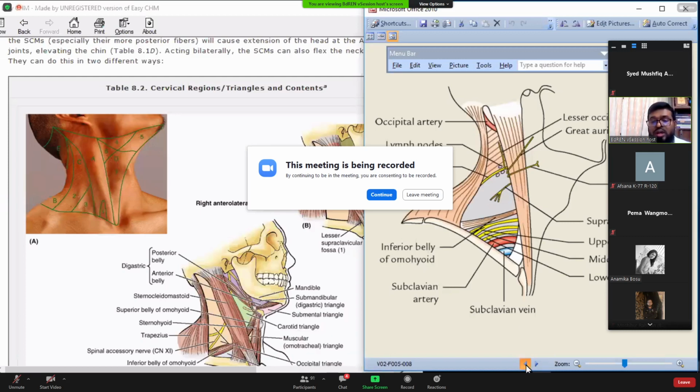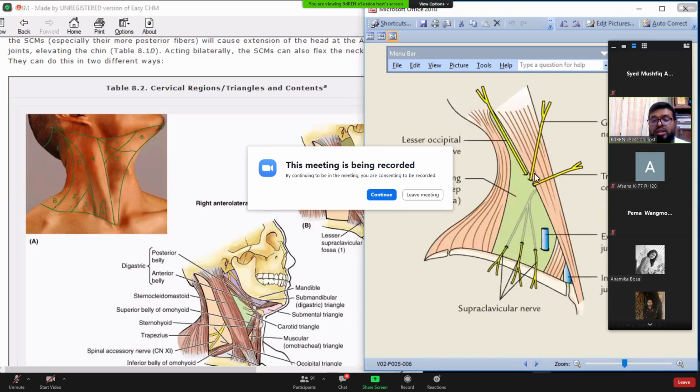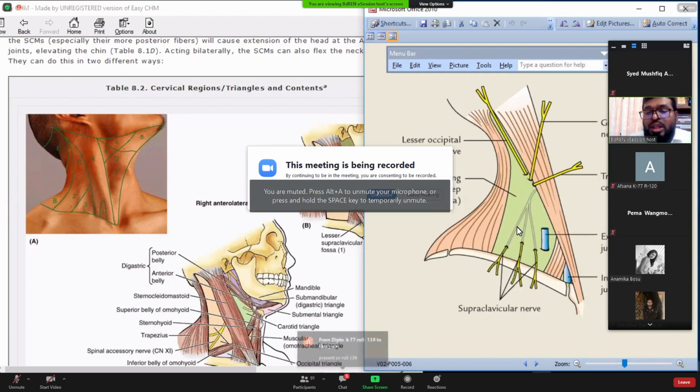And one thing I've missed: you must know that the inferior investing layer of the deep fascia, which forms the roof of the posterior triangle, is carried to the axilla as the axillary sheath. The axillary sheath is the continuation of this roof. That's why any pus or any material that is collected here may eventually trickle down to the axilla, even to the arm, like the cold abscess.